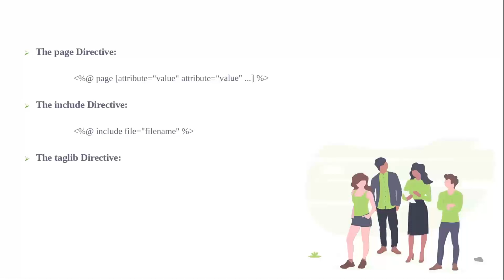The taglib directive makes custom actions available in the current page through the use of a tag library. It would be open angular brackets, percentage sign @taglib, with the URI, that is the path of the URI provided, and a prefix for that URI, and then percentage sign, close angular brackets. So the three directives are the page directive, the include directive, and the taglib directive.